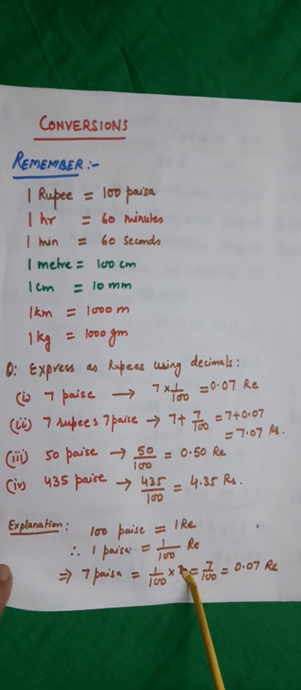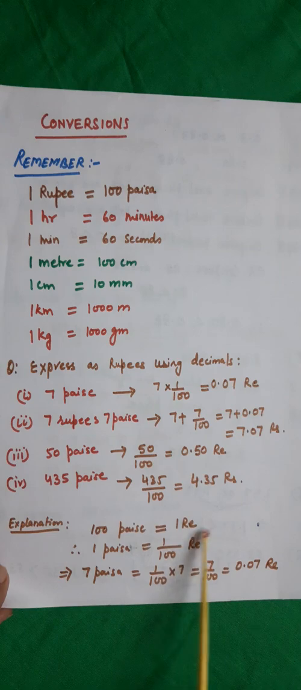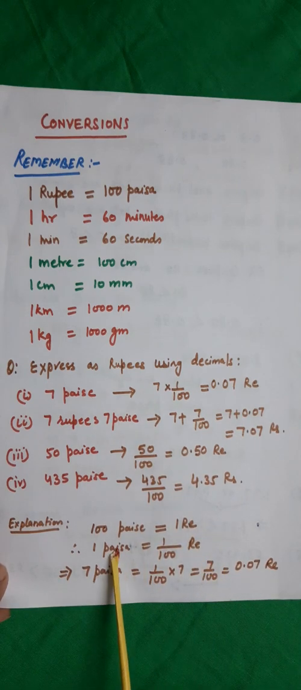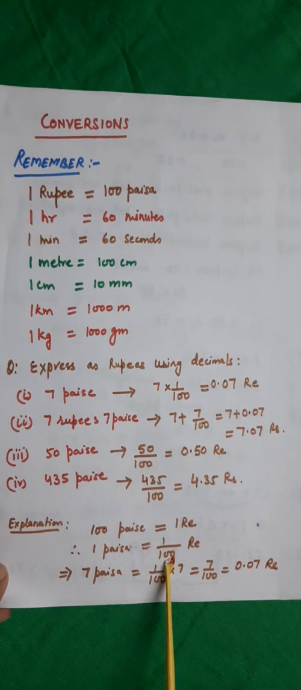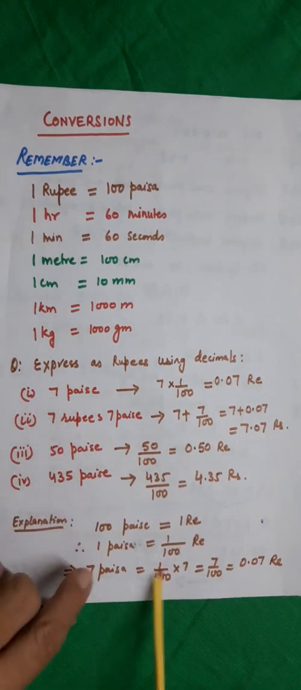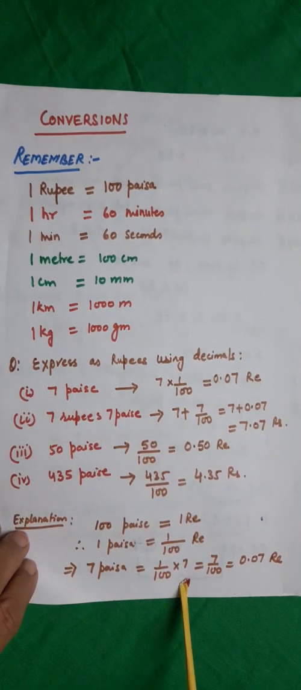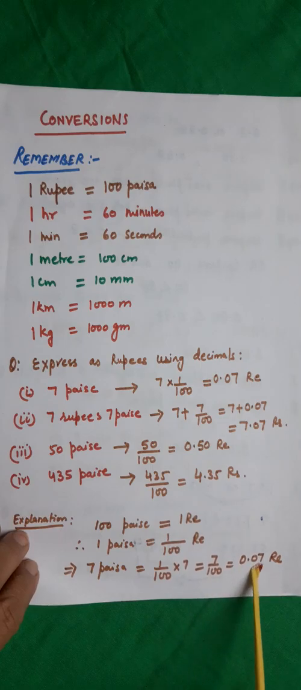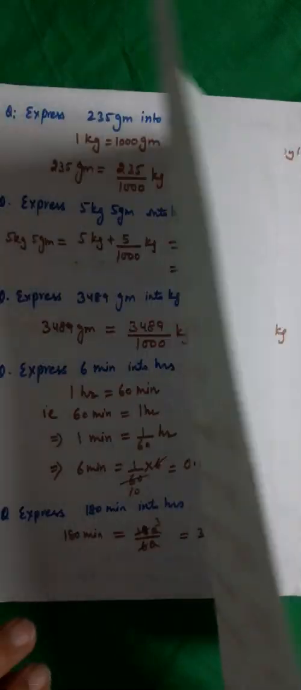Explanation: already I have explained that 100 paisa is equal to 1 rupee. Therefore 1 paisa will be equal to 1 upon 100. That means 7 paisa is equal to 1 upon 100 into 7, which is equal to 0.07.